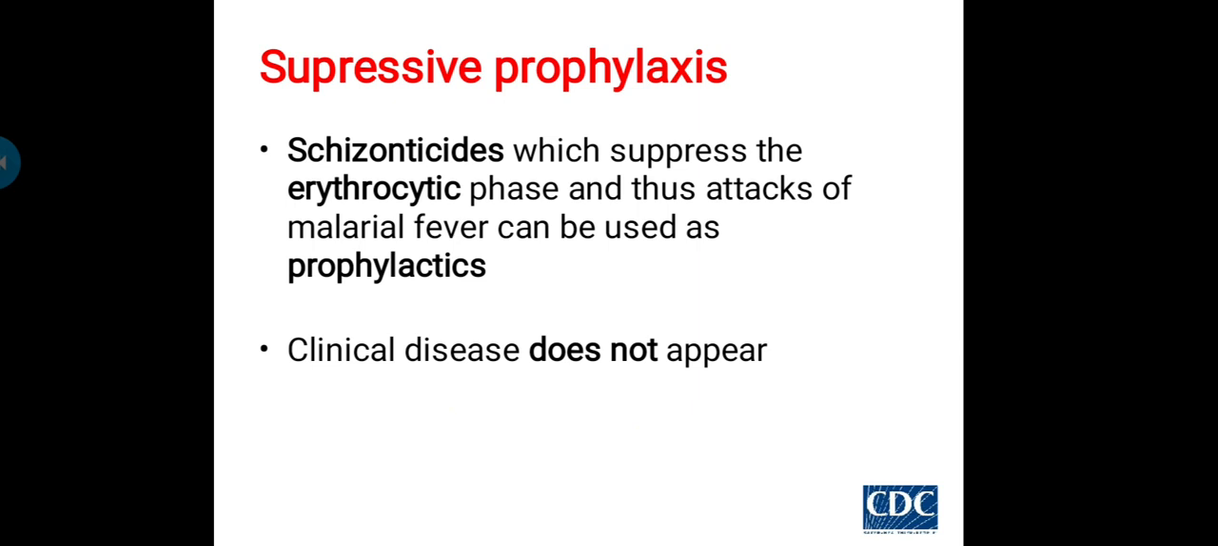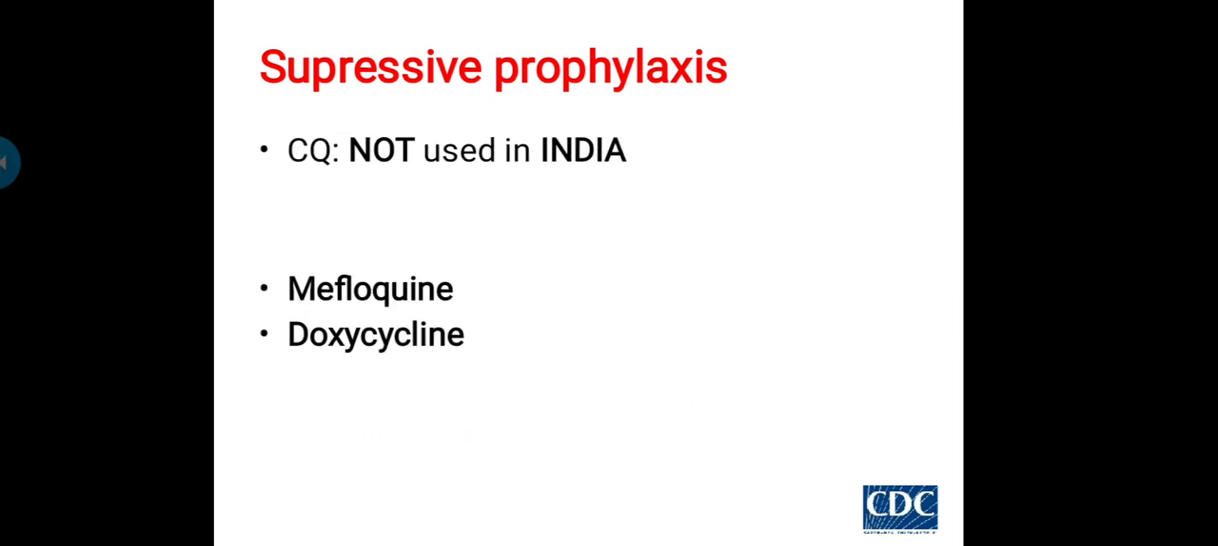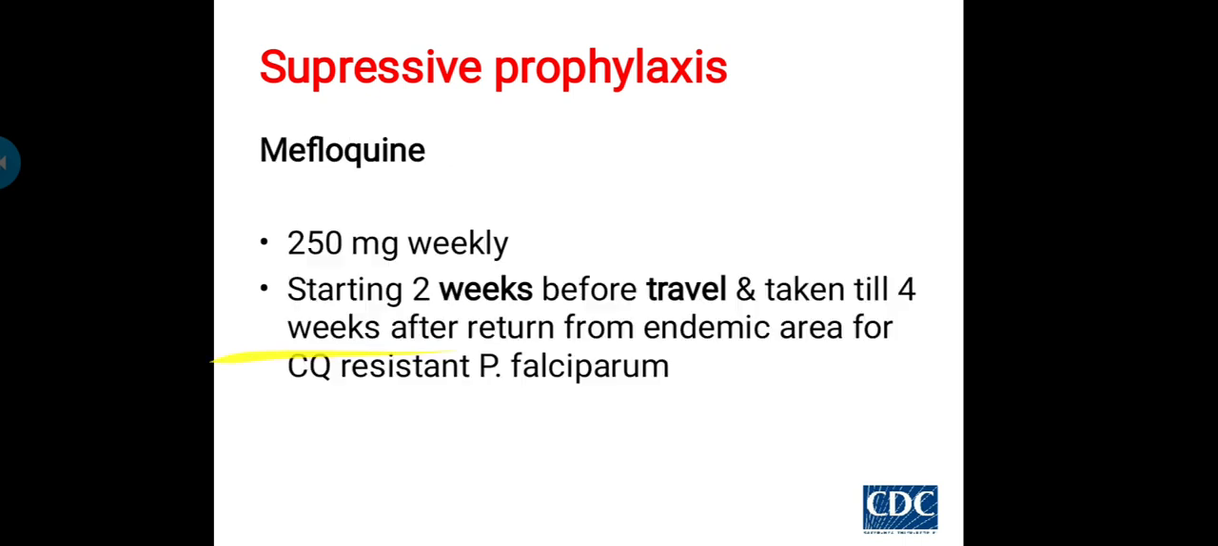Suppressive prophylaxis. Schizonticides which suppress the erythrocytic phase, and thus attacks of malaria fever, can be used as prophylactic. Clinical disease does not appear. Suppressive prophylaxis mostly applies to travelers where there is a high chance of developing malaria; if we can continue some drugs during the travel, then clinical disease may not appear. Chloroquine was previously used for prophylaxis, but now it is not used because of widespread chloroquine resistance in our country. That's why in India, travelers are mostly advised to take mefloquine or doxycycline.